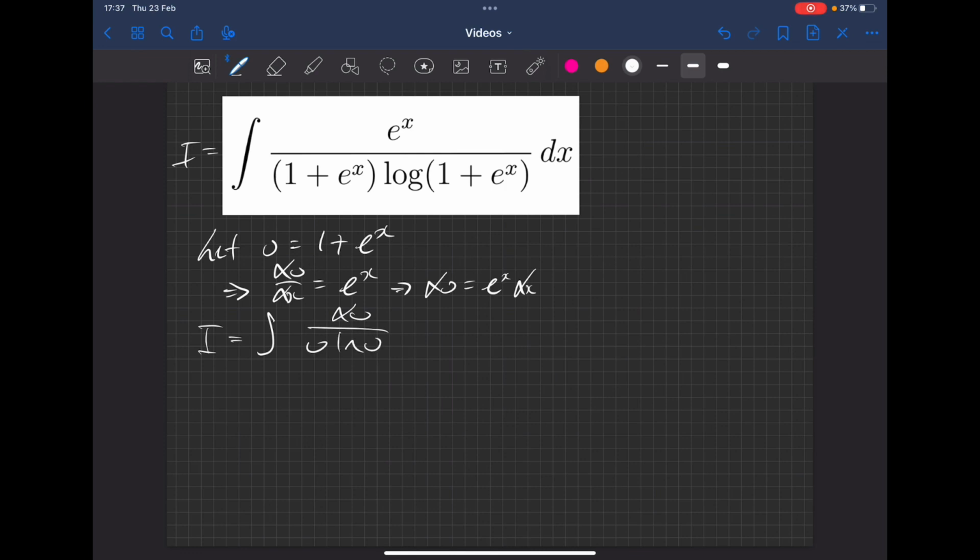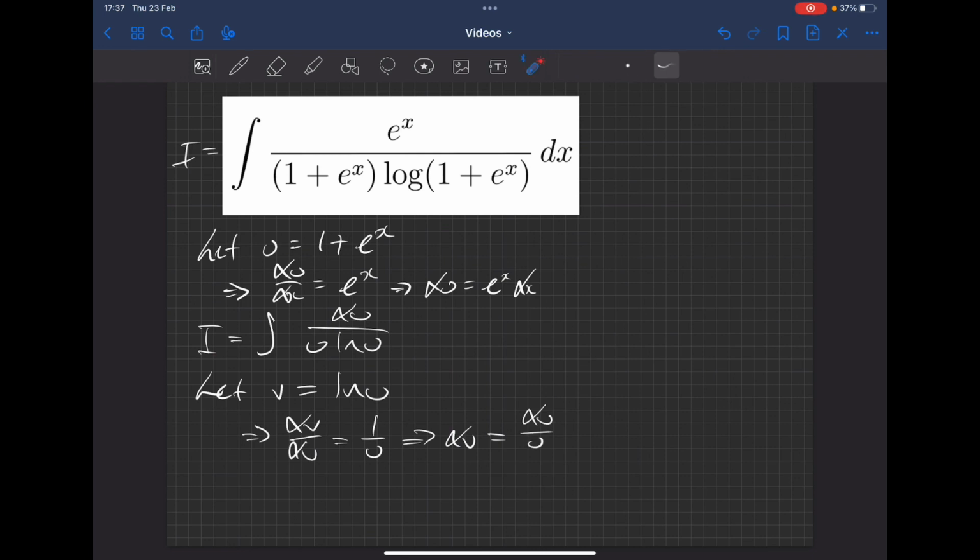Right then, what to do now? We need to do another u-sub. This time though, we've already used u, so we'll call it v. And what are we going to choose? Well, we'll choose the log of u. The reason being is because when we differentiate this with respect to u, we're going to get 1 over u, which you can see is inside our integral there. So we can rewrite this as dv is going to be equal to du over u. Beautiful. So that's going to pop straight out.